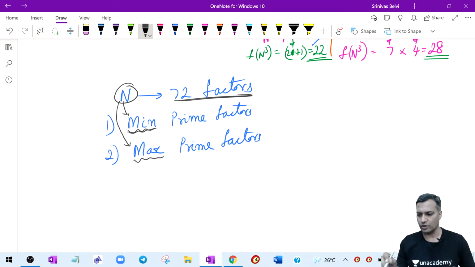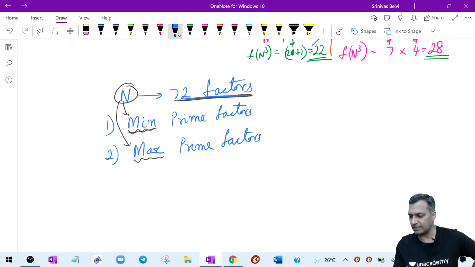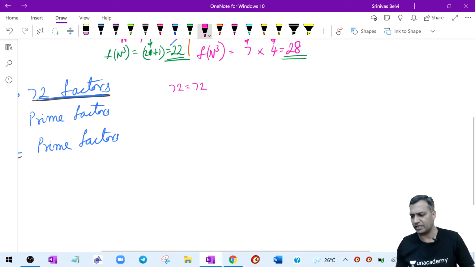Right, Rohit, this answers your question, right? Your doubt would be answered here. Simple. If the number has 72 factors, try splitting that 72. 72 can be written as 72 itself. I don't want to split it any further.